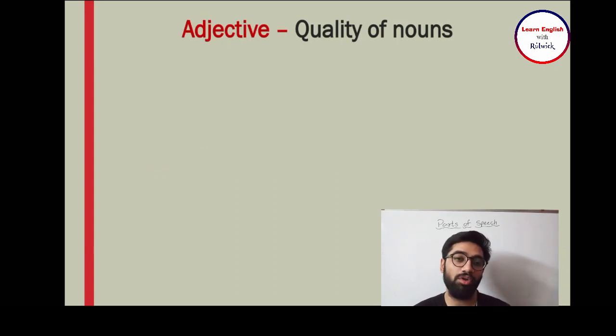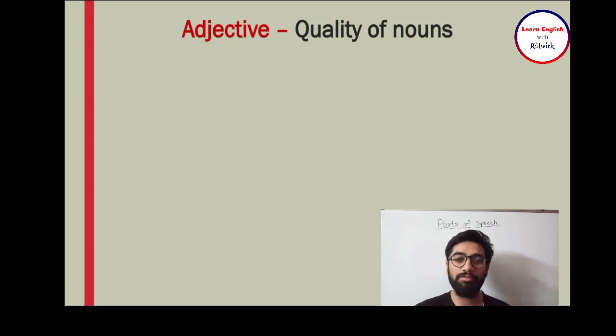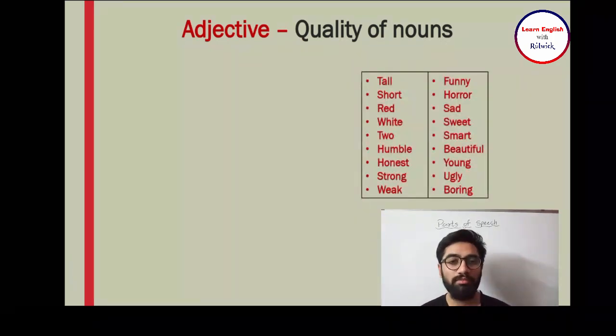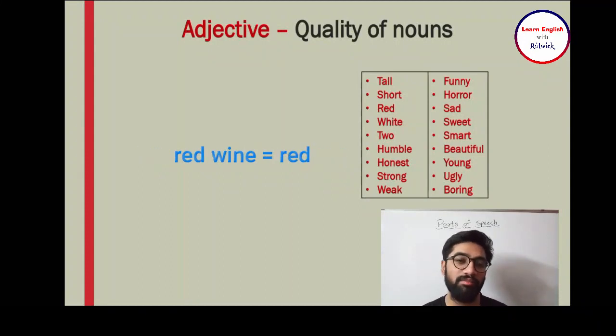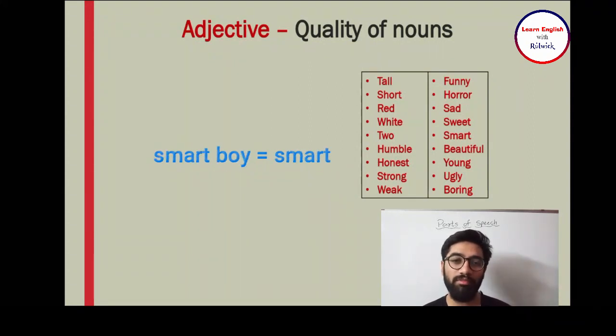Numbers also act the role of the adjective. So if I say 2 students, the 2 word says it's an adjective which shows us the quality of the boys. How many boys are there? So the answer is 2. Hence it's an adjective. So let's understand by looking at some of the examples. Tall boy, short girl, funny story, horror movie, red wine, sad ending, white horse, sweet memory, two friends, smart boy, and etc.